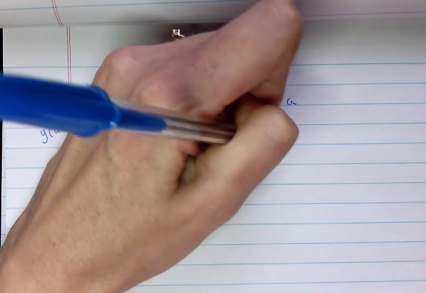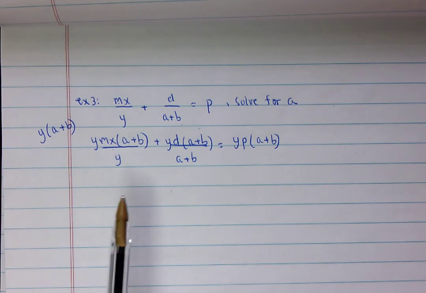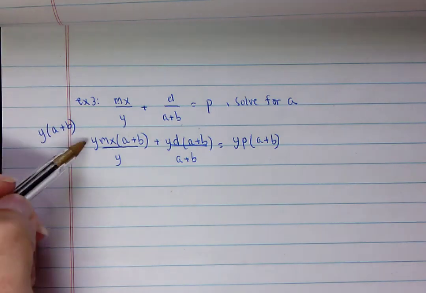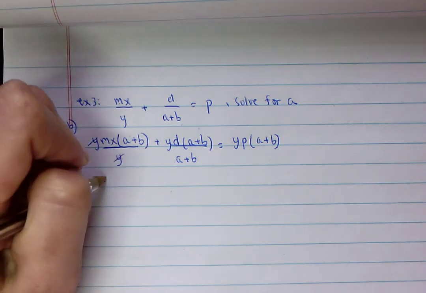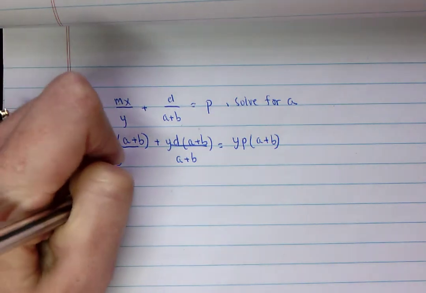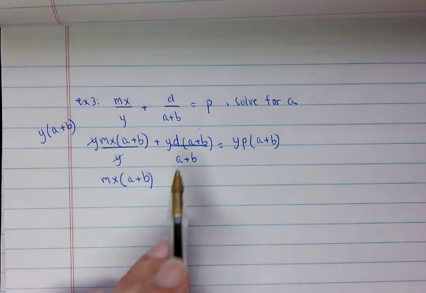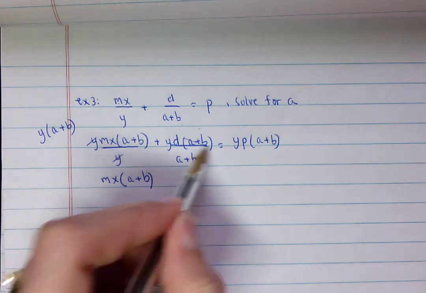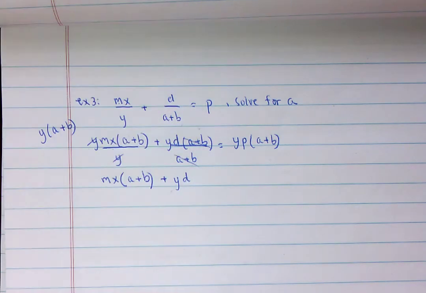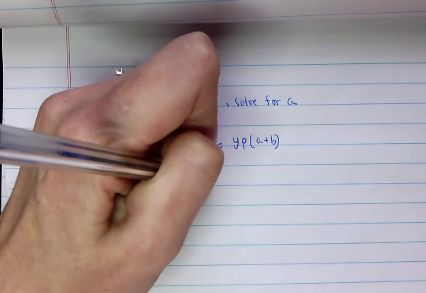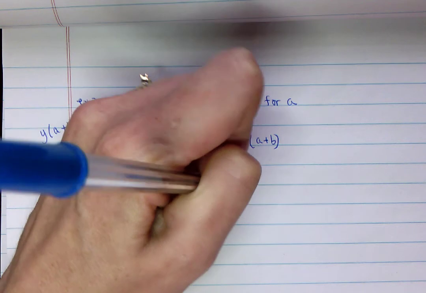times (a plus b). Now let's go ahead and cancel things out that can be canceled. You see that there's a y on the top and the bottom. So now we're left with m x times (a plus b). Here we can cancel out the (a plus b), so we're just left with y d. And then over here we do not cancel anything.